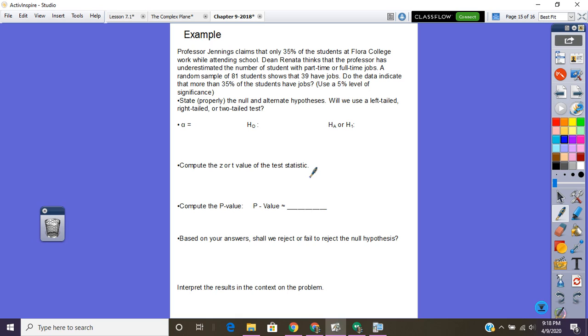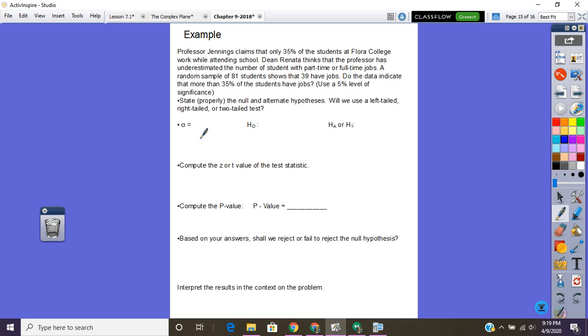So Professor Jennings claims that only 35% of students at Flora College work while attending school. Dean Renata thinks that the professor has underestimated the number of students with part-time or full-time jobs. A random sample of 81 students shows that 39 have jobs. Do the data indicate that more than 35% of the students have jobs? Use a 5% level of significance.